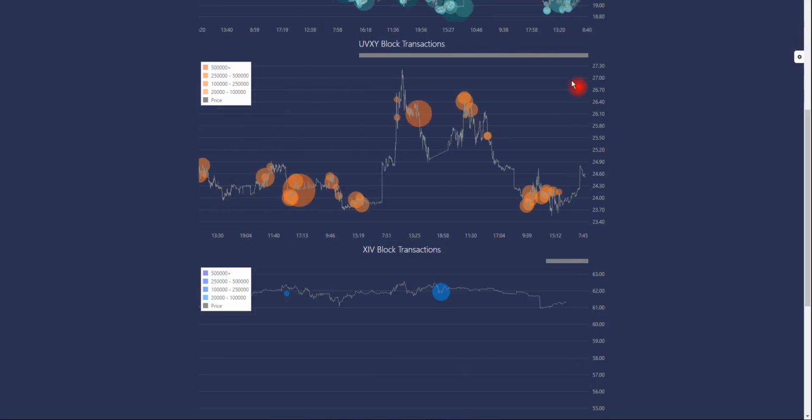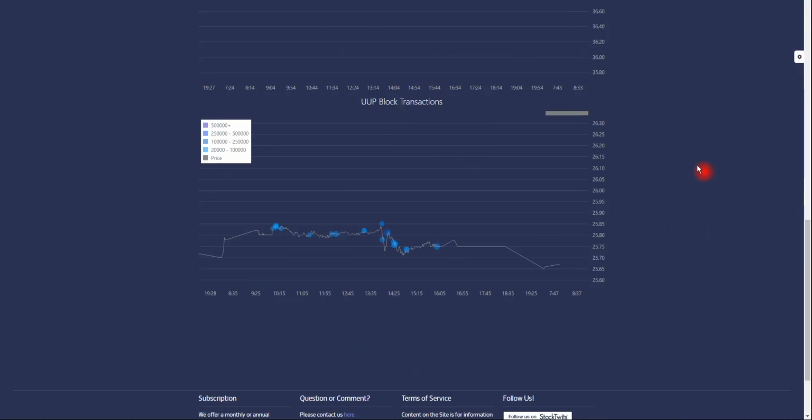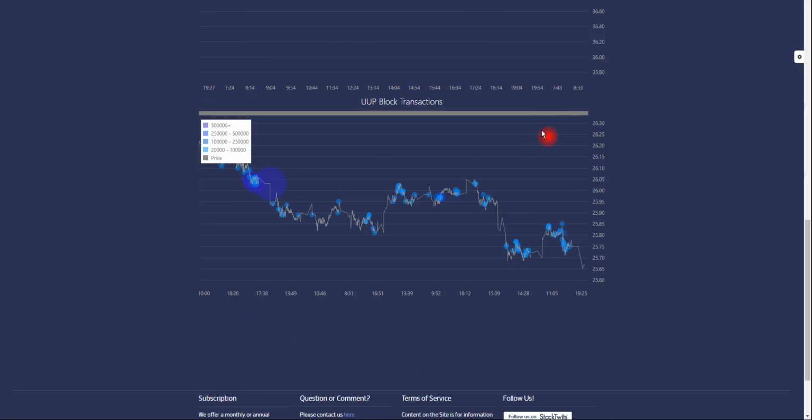UVXY, similar, but it doesn't get the size of VXX. So your bigger prints are a couple 100,000, that kind of thing. One thing I did want to focus on was the dollar. This is UUP. This is the most liquid dollar ETF.